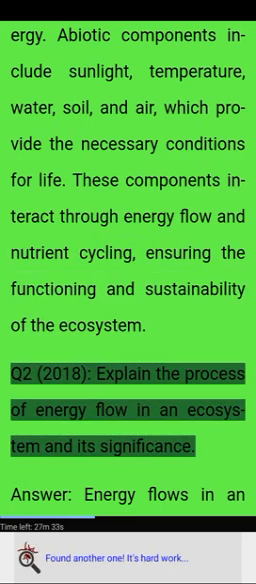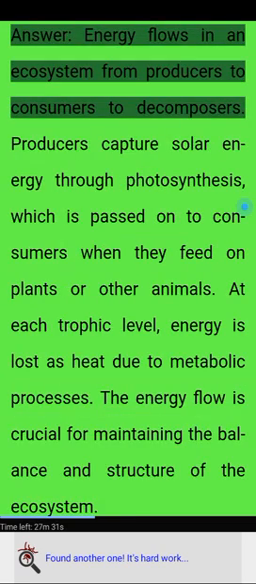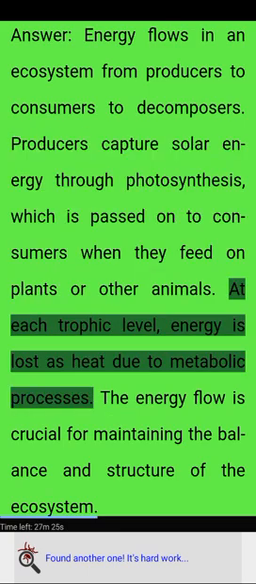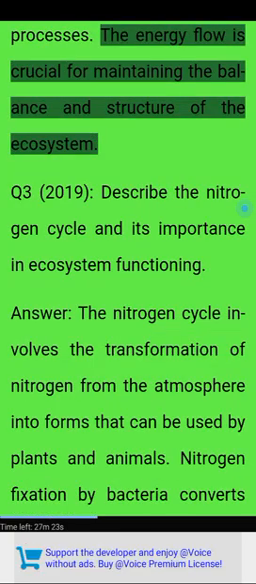Q2 2018. Explain the process of energy flow in an ecosystem and its significance. Answer. Energy flows in an ecosystem from producers to consumers to decomposers. Producers capture solar energy through photosynthesis, which is passed on to consumers when they feed on plants or other animals. At each trophic level, energy is lost as heat due to metabolic processes. The energy flow is crucial for maintaining the balance and structure of the ecosystem.